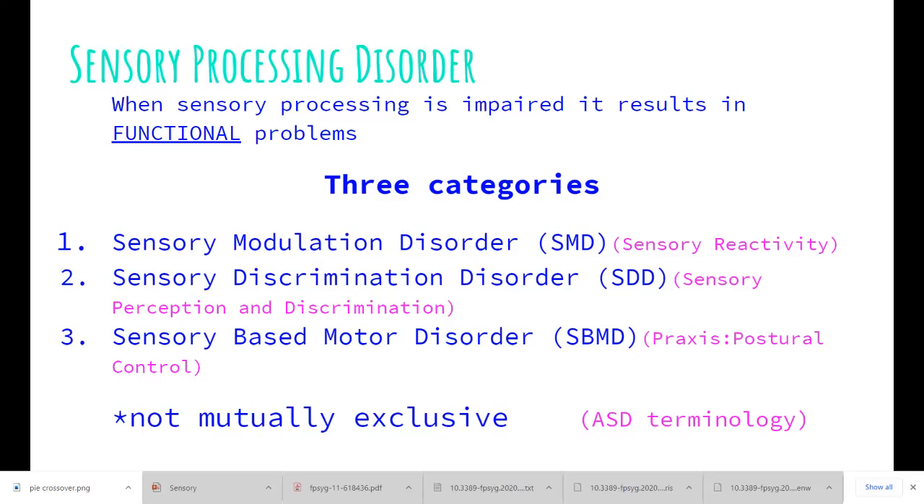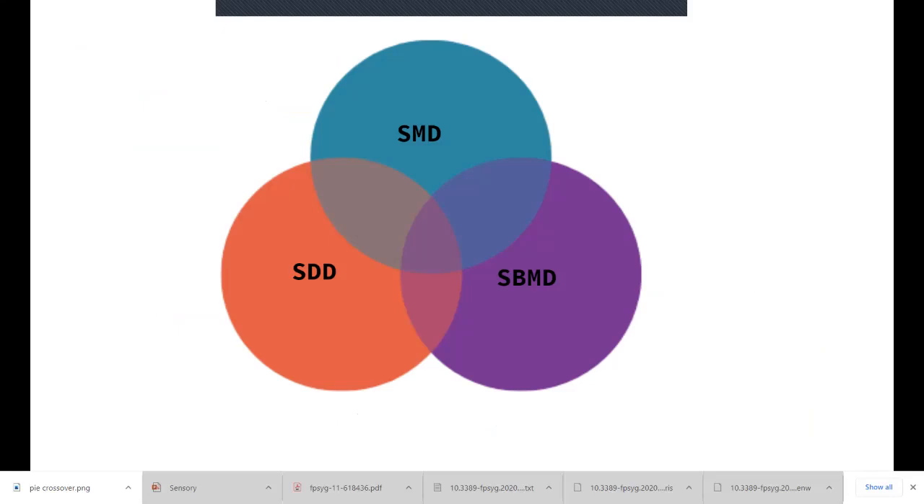Now, these disorders are not mutually exclusive. You can have sensory modulation disorder and sensory discrimination disorder. You can have sensory-based motor disorder and sensory modulation disorder. You can have all three. So you can see how there's overlap. Some kids will have all three, one, or two.